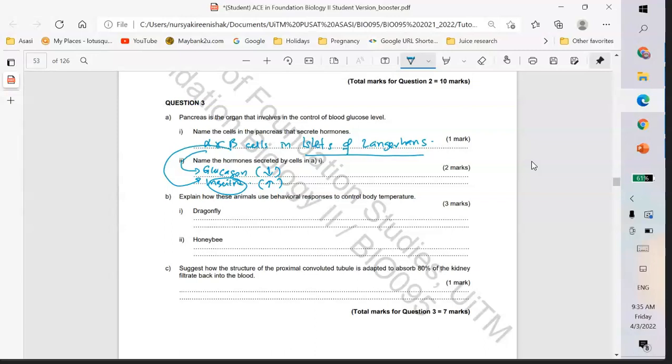So the muscle cell can use it for cellular respiration to generate energy or heat. Or the insulin will instruct the liver to store the excess glucose as glycogen. If there is an even more excessive amount of glucose in the blood, and the liver cannot store any more, the excess glucose will be converted into amino acid or fat, and the fat will be stored in the adipose tissue.